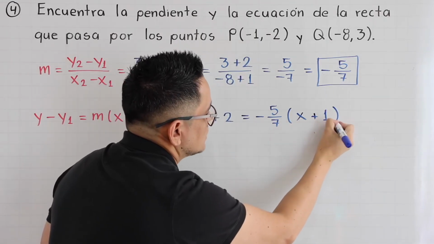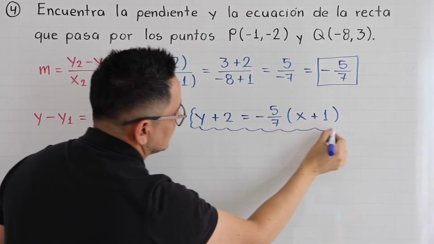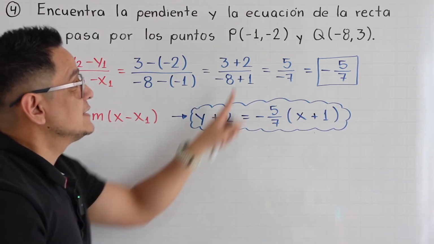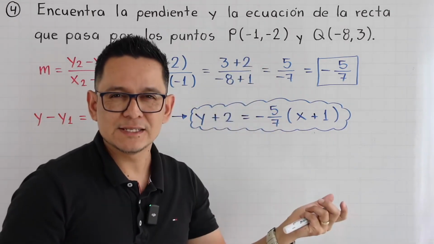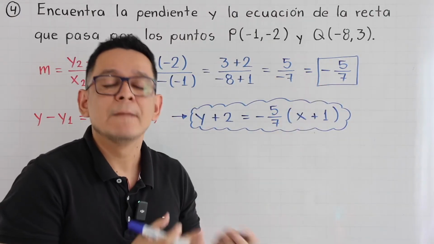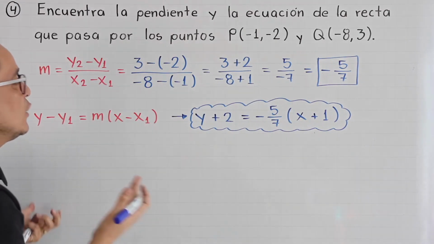Therefore, that's how we get the equation of the line in its point-slope form. This is the one we get if we take point P, like I was saying. But if we take point Q, we'll get a different equation. But both are correct. Let's take point Q so you can see what we're going to get.